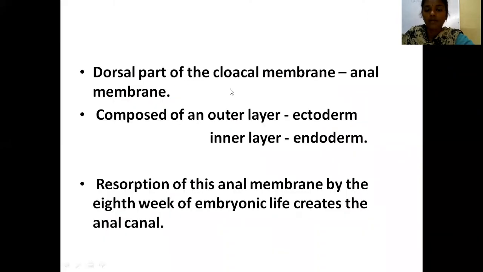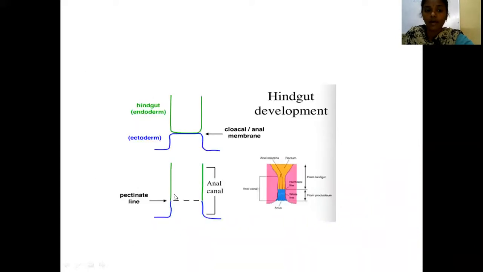The dorsal part of the cloacal membrane, that is the anal membrane, is composed of an outer layer made up of ectoderm and an inner one made up of endoderm. Normally during the 8th week of embryology, there will be resorption of this anal membrane, thereby creating the anal canal. See, the hindgut development. This is the hindgut.